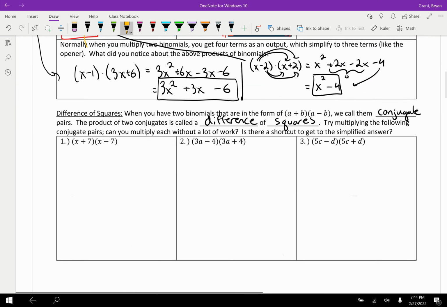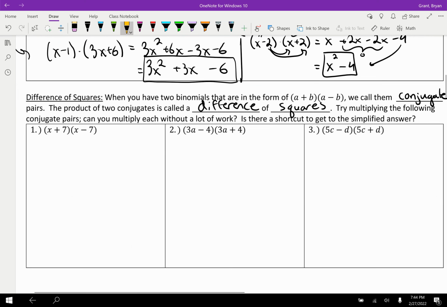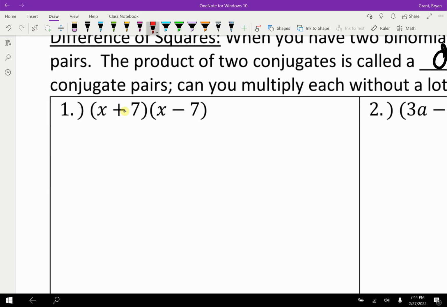So let's multiply these and see if we can do them quickly. There are 3 of them. The first thing we need to check for each one is: is it a difference of squares? So we look at one and say, do they pretty much look the same, but one positive, one negative? Yeah. So the answer to our difference of squares here is just the first ones, that makes x squared. The last ones, that makes negative 49, and that's it.